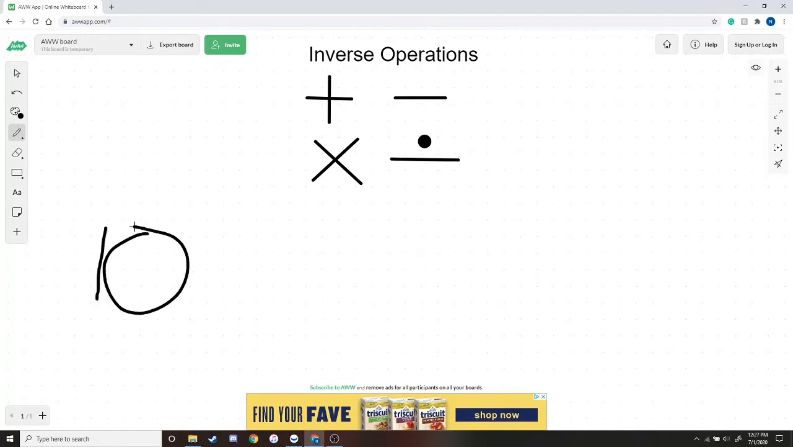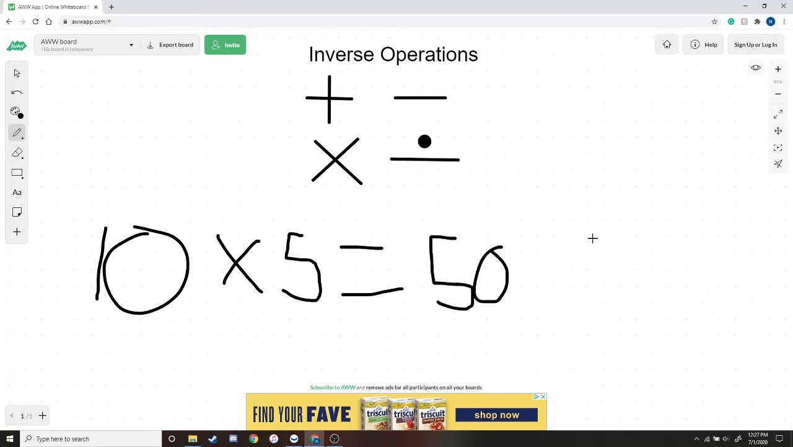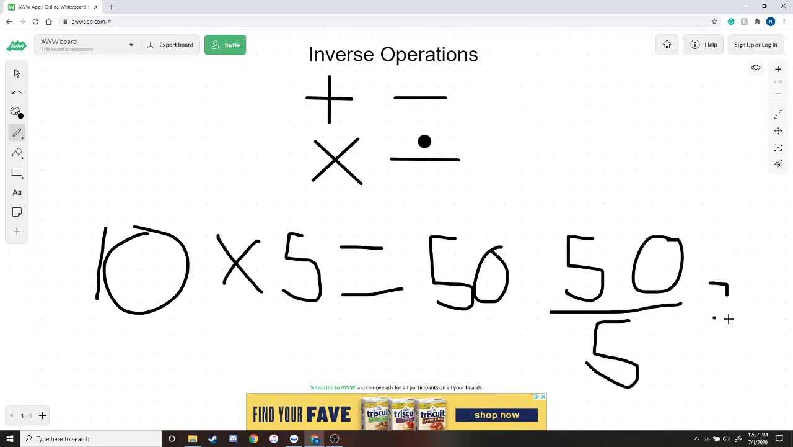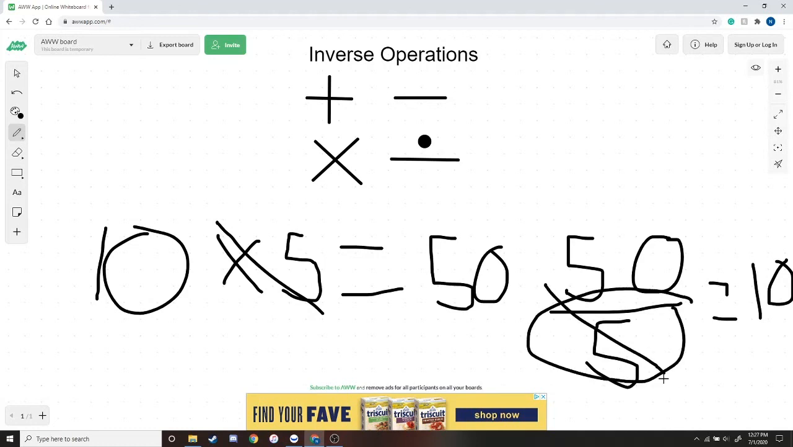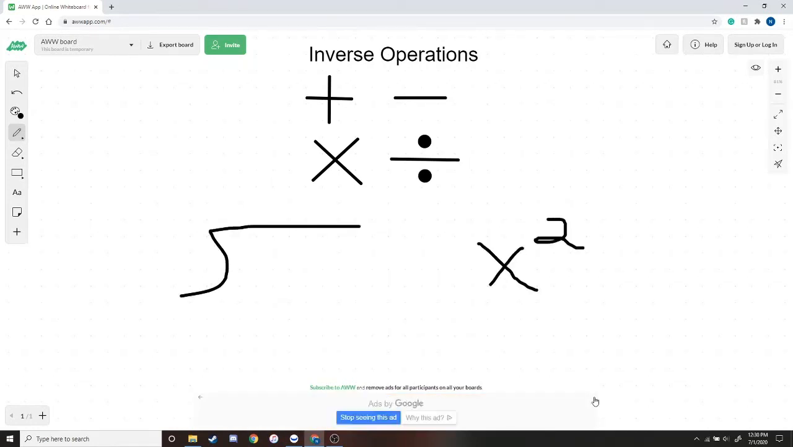Let's say you have 10 and you multiply it by 5. You end up with 50. Now, if you take that 50 and divide it by 5, you end up with 10, back at your original number. This is because the times 5 and the divided by 5 cancel out. Radicals and exponents are also very similar.